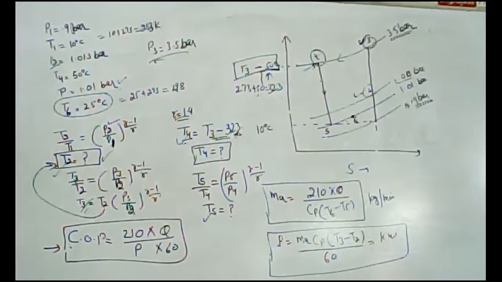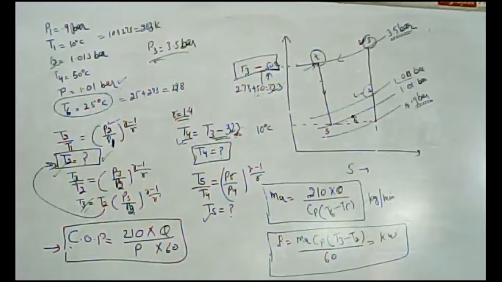Now beta, after finding the value T4, now you find out the value of T5. Hurry up. What is the value of T5? 257 Kelvin. Very good. Correct. Now put all this value in mass of air.